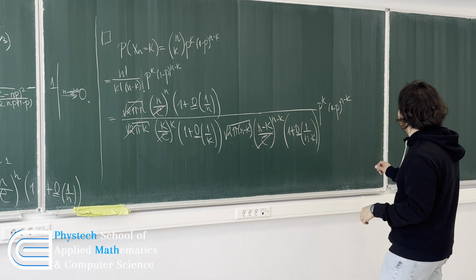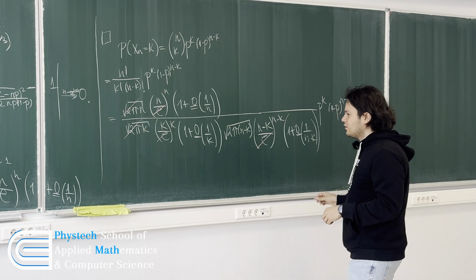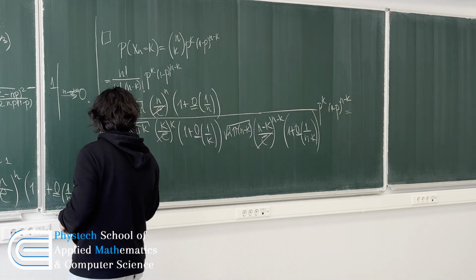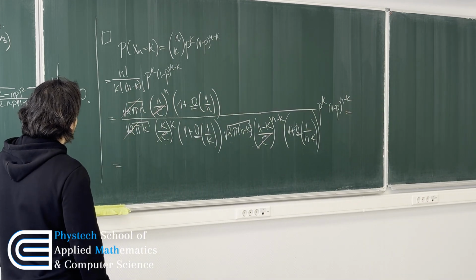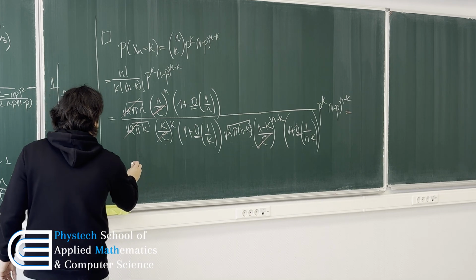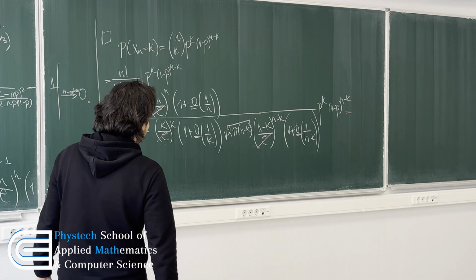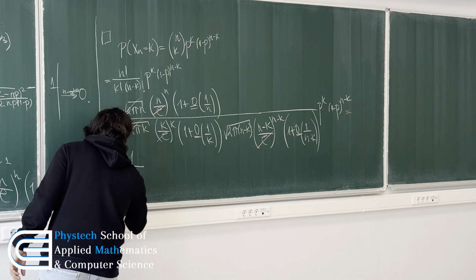Now, what else? Well, I think that's it. Let's see what we can write next. So this is equal to the following. I will have 1 divided by the square root of 2 pi. Yes, 1 divided by the square root of 2 pi.